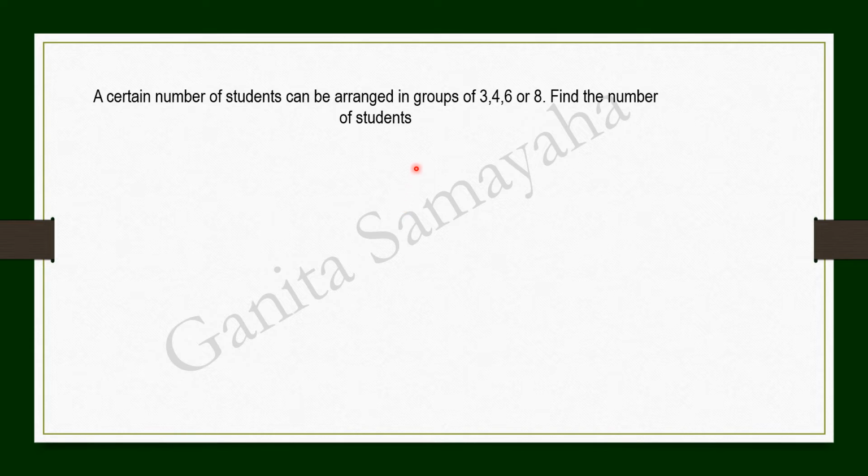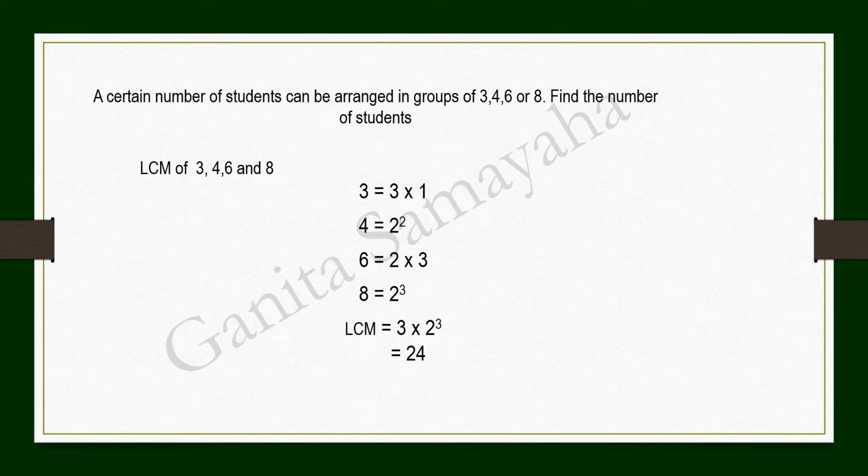So that means what? The given number is a common multiple for 3, 4, 6 and 8. Which means that we need to find the LCM of 3, 4, 6 and 8. So that is very easy. We know to write 3 is equal to 3 into 1, 4 equals 2 squared, 6 is equal to 2 into 3 and 8 is equal to 2 to the power 3. Okay. So the LCM is the highest power. So LCM is equal to 3 into 2 cube, which is 24. So number of students is 24.